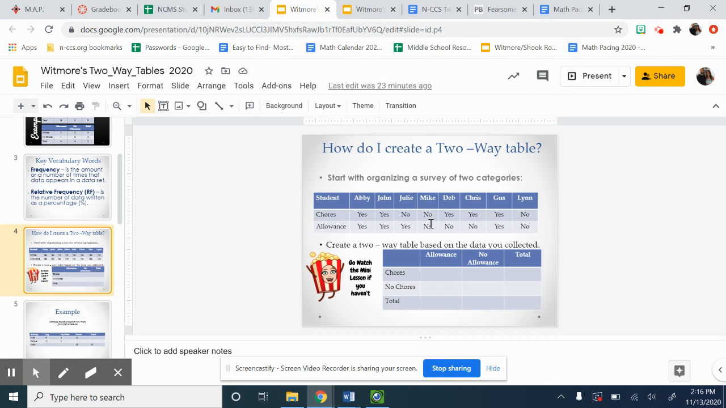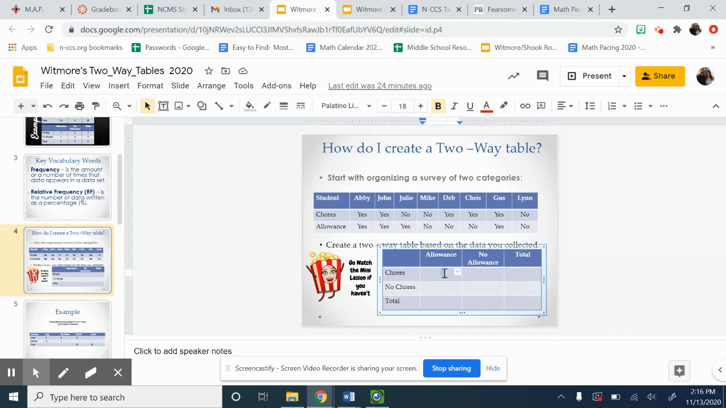Here's all the information that we have about chores and allowance. We have Abby, John, Julie, Mike, Deb, Chris, Gus, and Lynn. We don't actually have their names on our table though. We have chores or no chores, and allowance and no allowance. So let's start by figuring out who does chores and gets an allowance. 1, 2, 3. So you were looking for where there was a yes in both the chores and allowance rows.